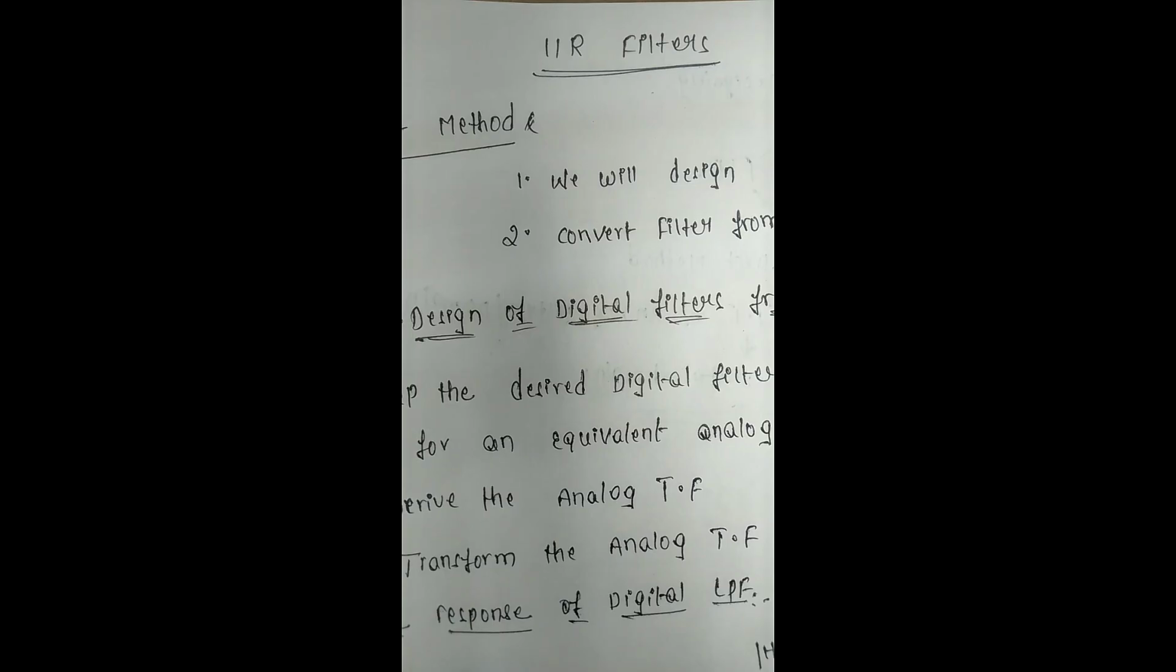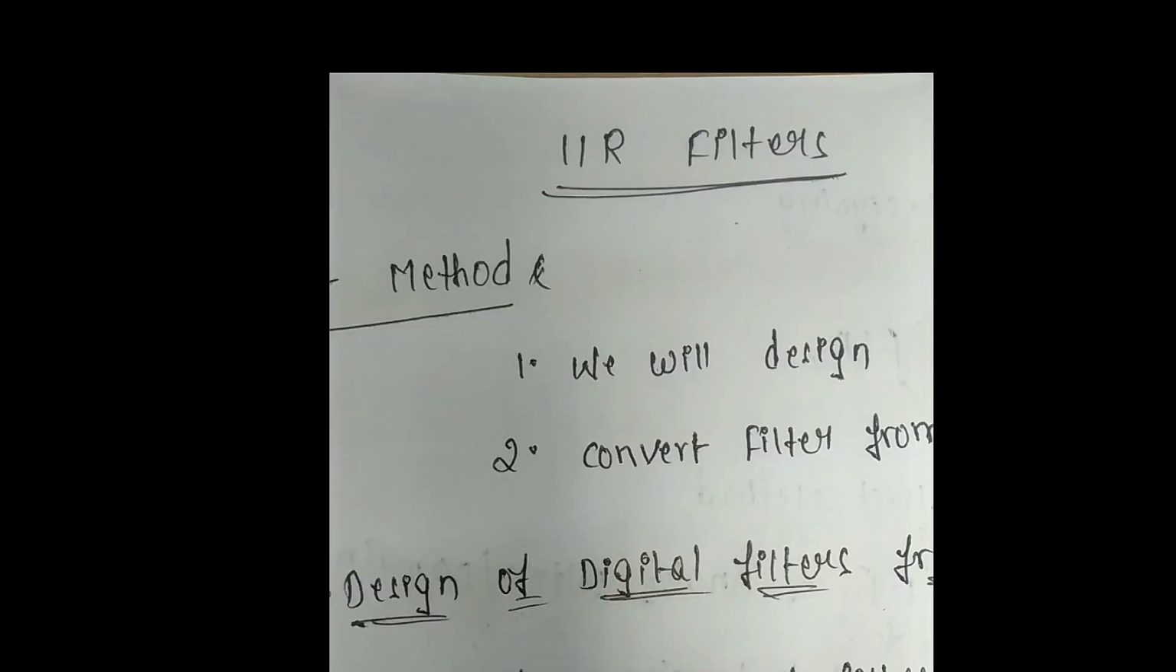There are two types of digital filters. One is the FIR filter and another one is the IIR filter. These two are classified based upon the impulse response of the filter. If the impulse response is infinite, then we call it an infinite impulse response filter, and if the impulse response is finite, then we call it an FIR filter.